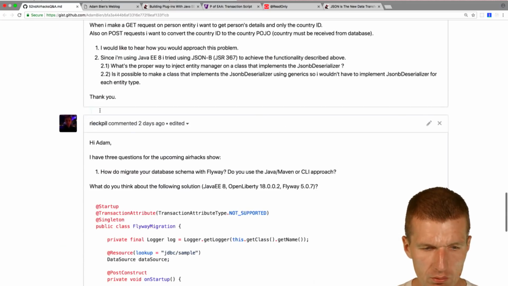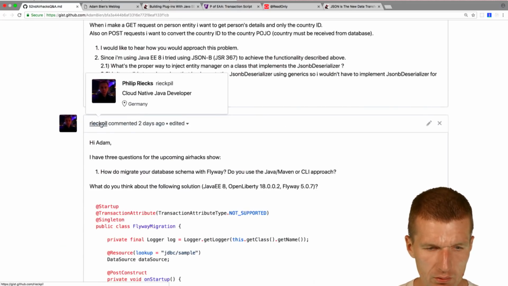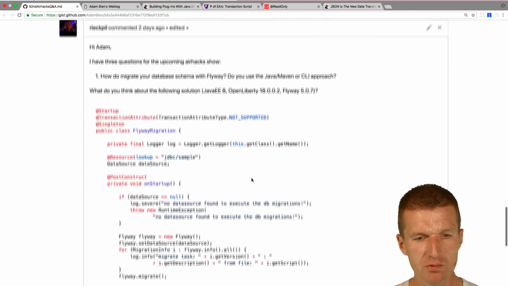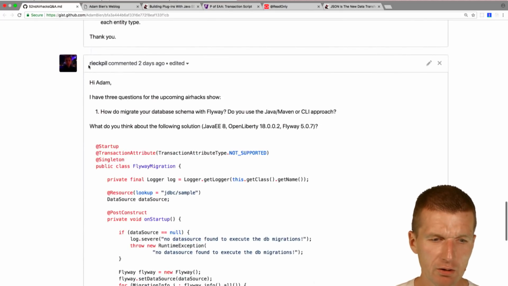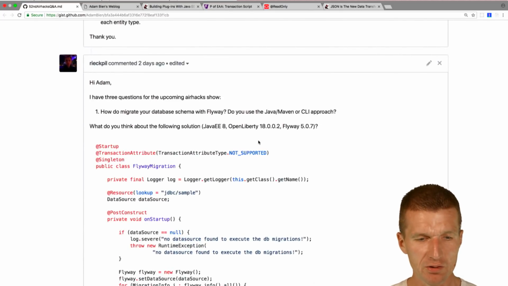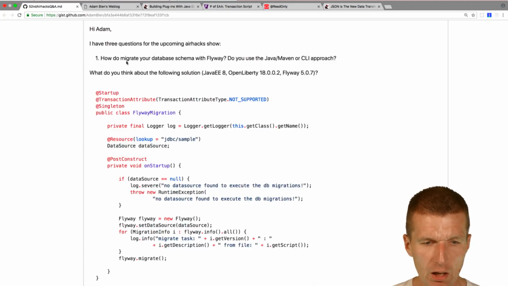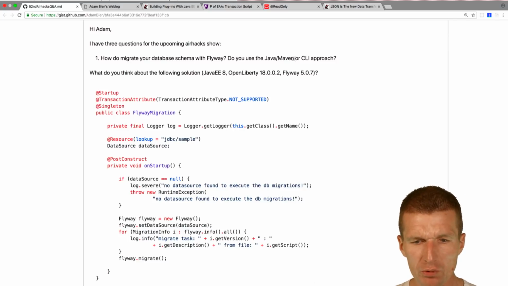Monsieur Philip Ricks asked me, and he attended also, he's also alumni from airhacks. How do you migrate your database schema with Flyway? Do you use Java, Maven, or CLI approach?